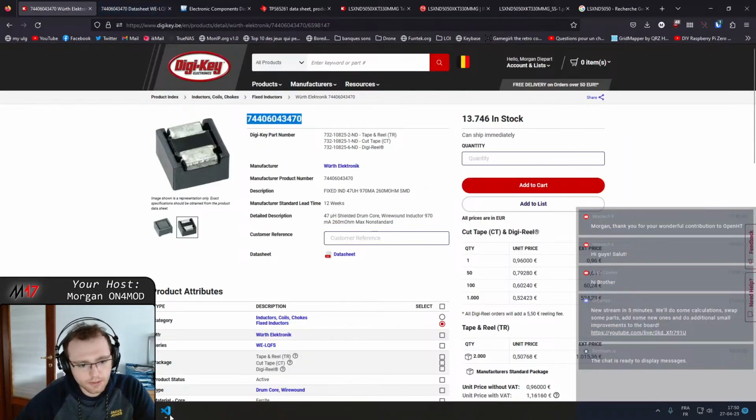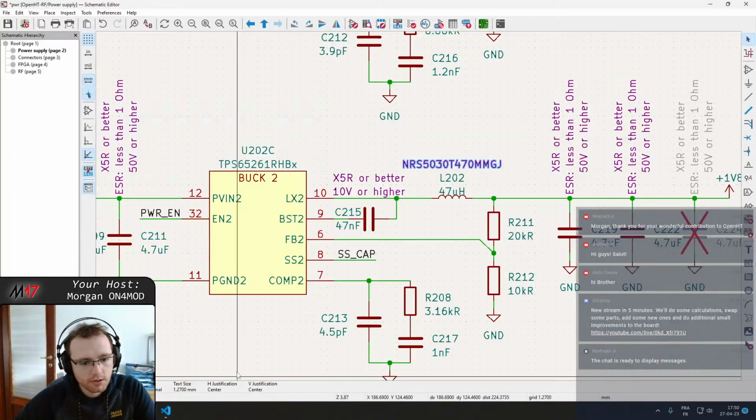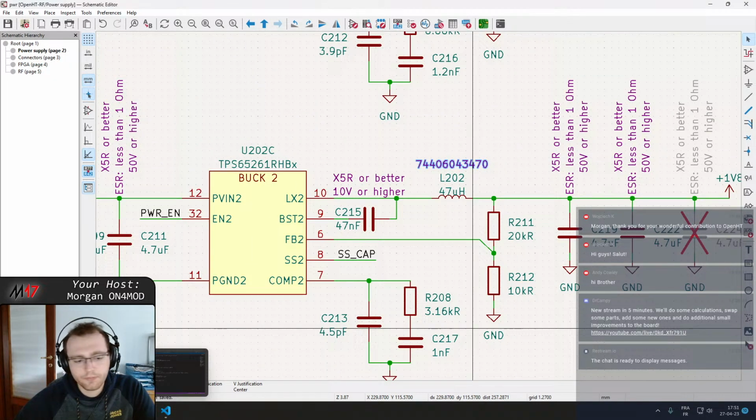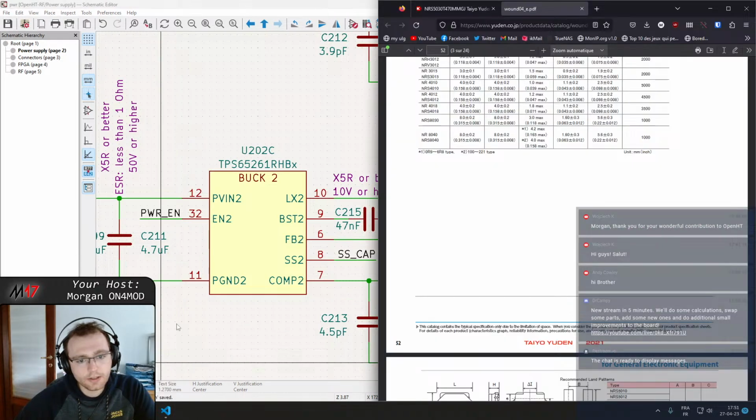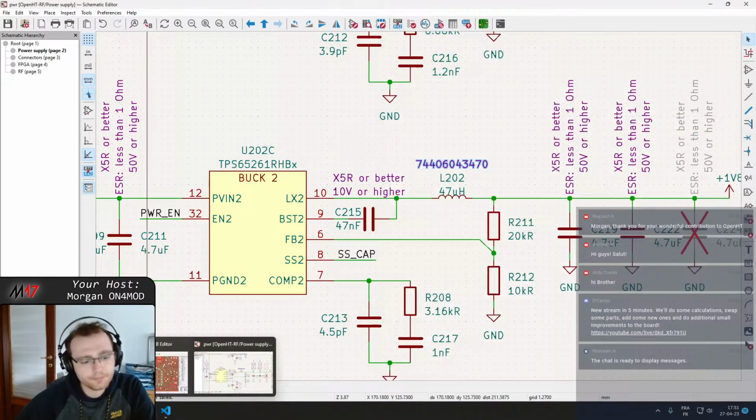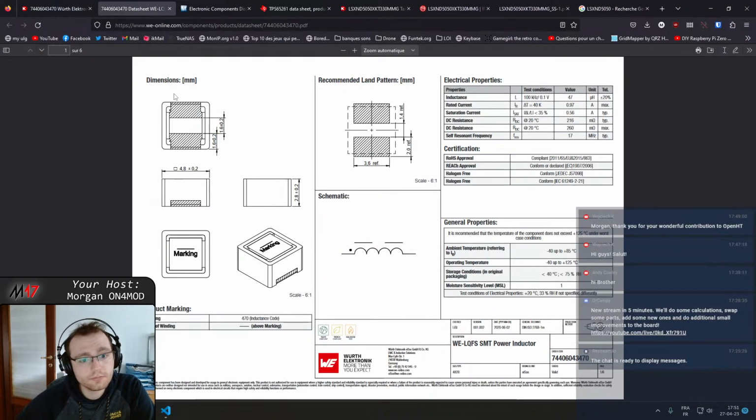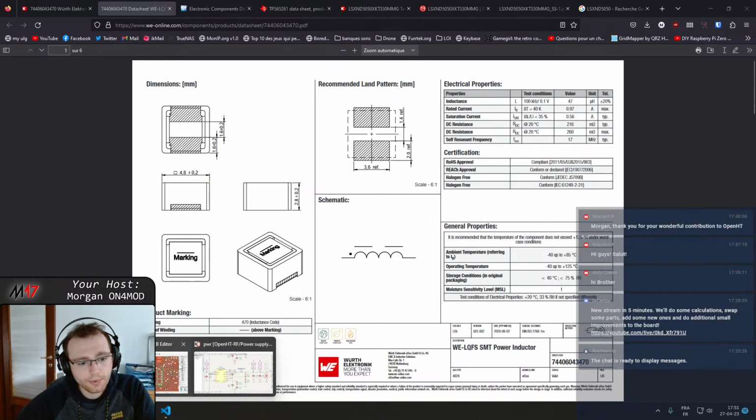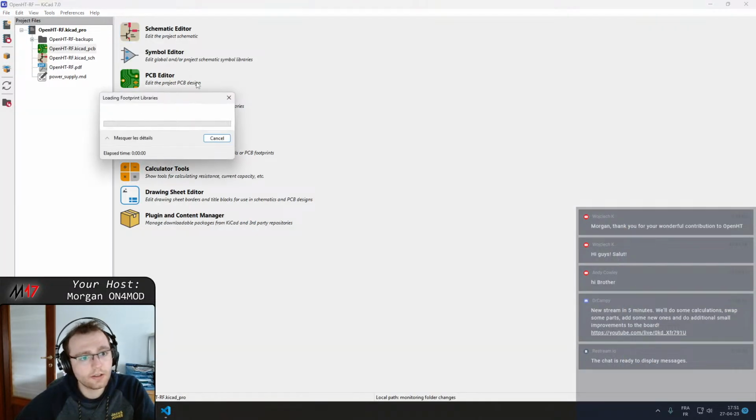Maybe I'm gonna already paste the number right here. Okay, what does the datasheet say about it? Okay, they give a reference footprint, great. So let's fire up the footprint designer.